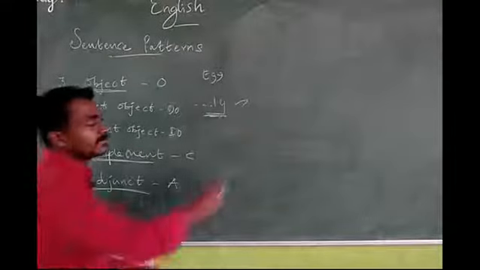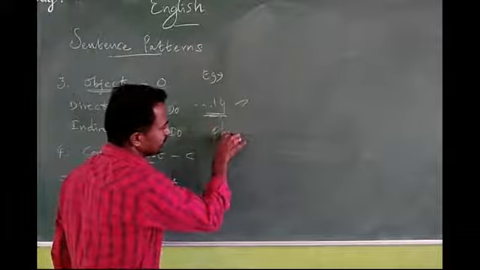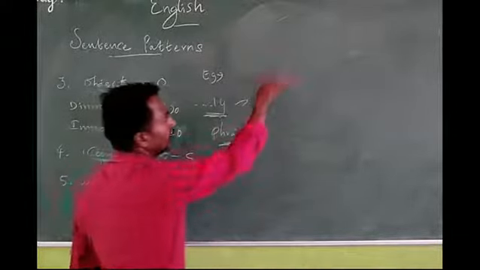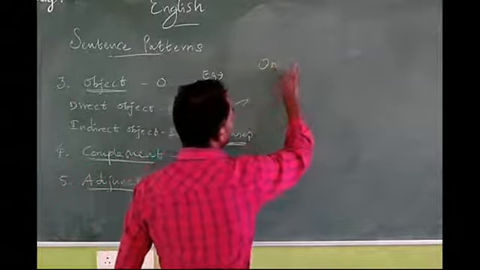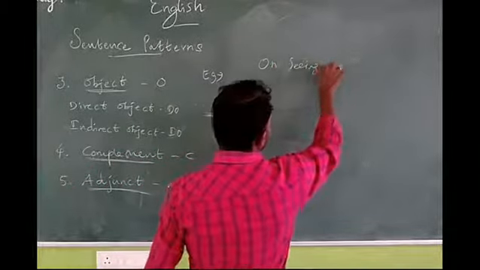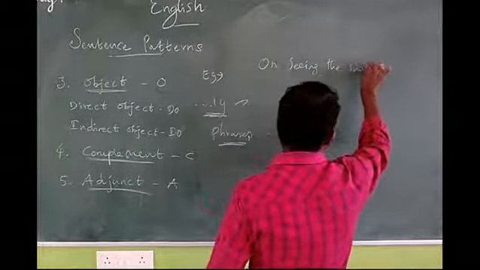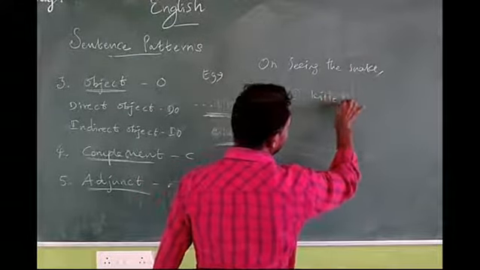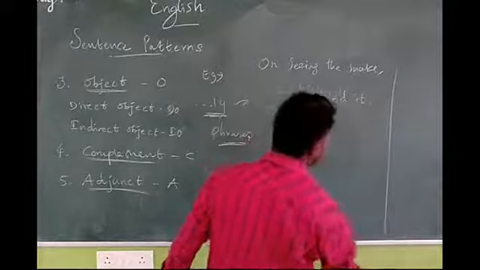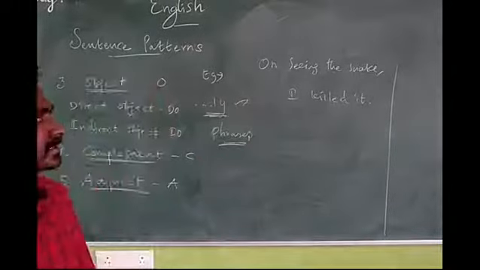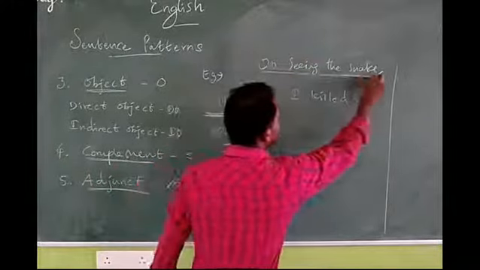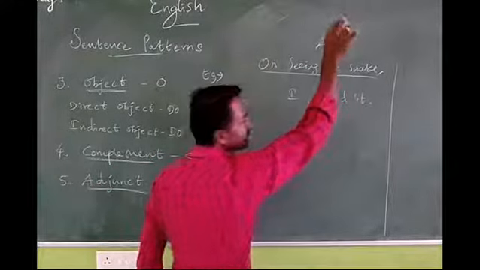And what are the other things? Phrases. What are phrases like that? For example, on seeing the snake, I killed it. On seeing the snake, I killed it. Here, on seeing the snake is called a phrase. So it is called agent.